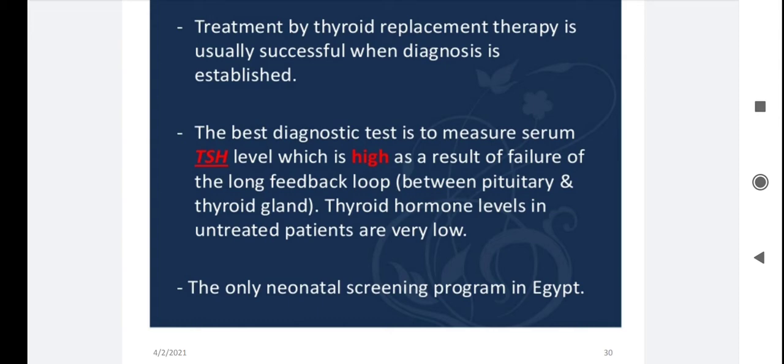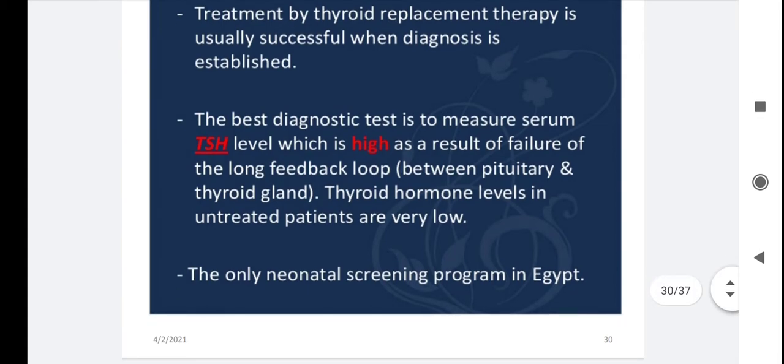The best diagnostic test is to measure serum TSH level, which is very high as a result of failure of the long feedback loop between pituitary and thyroid. The thyroid hormone level in untreated patients is very low. So in congenital hypothyroidism, TSH is very high and thyroid hormone is very low. The only neonatal screening program is in Egypt.